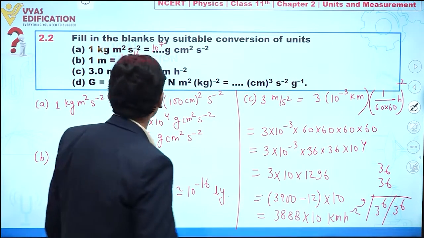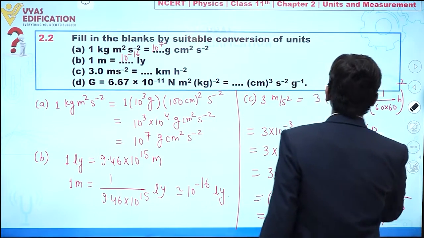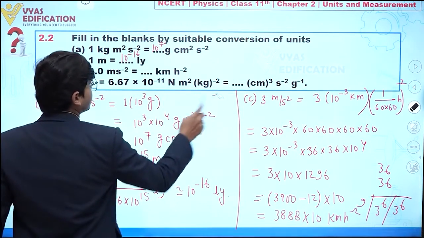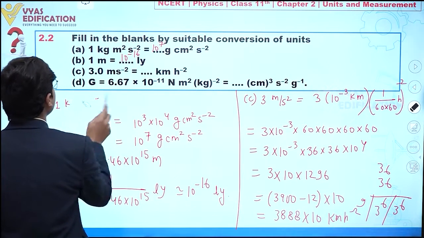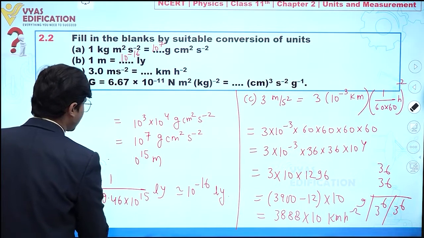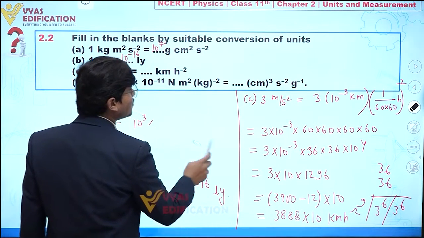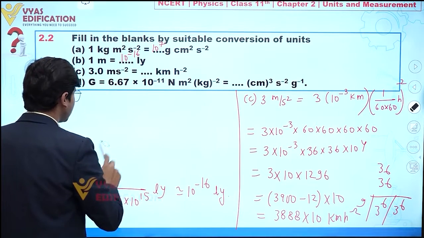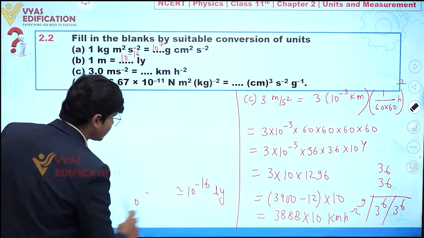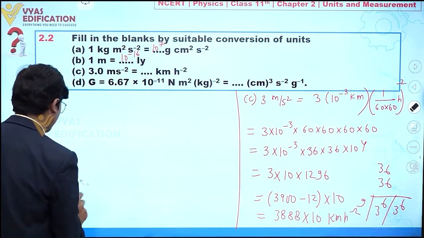So this is all about part number C, clear. Now we are going to convert part number D, clear. In part number D, the value of the universal gravitational constant is given to you, and now we have to convert this into centimeter cube, second power minus 2 and gram power minus 1, clear. So now concentrate.